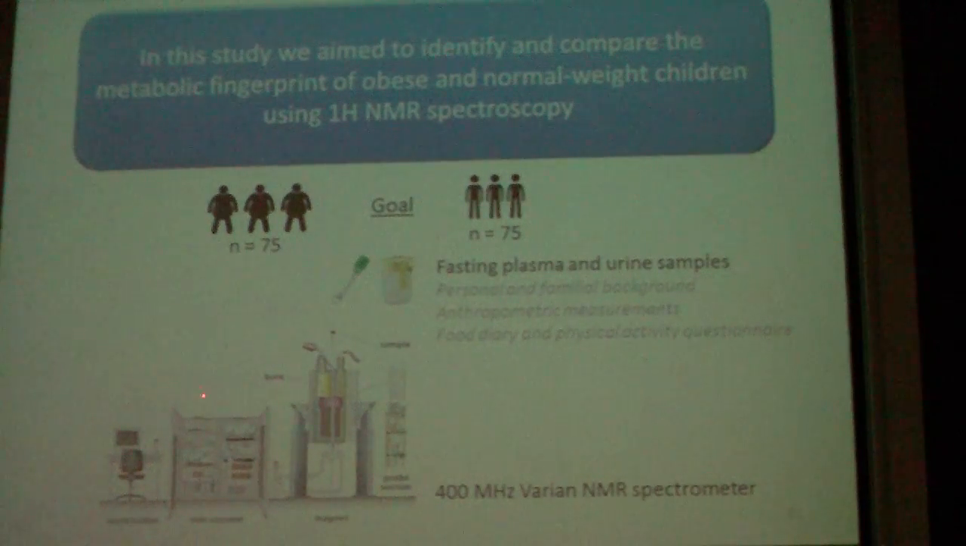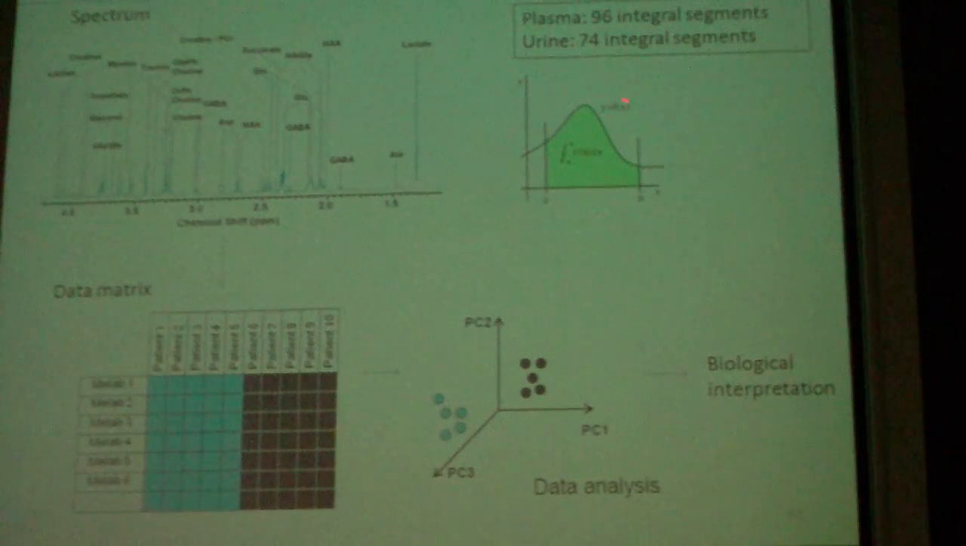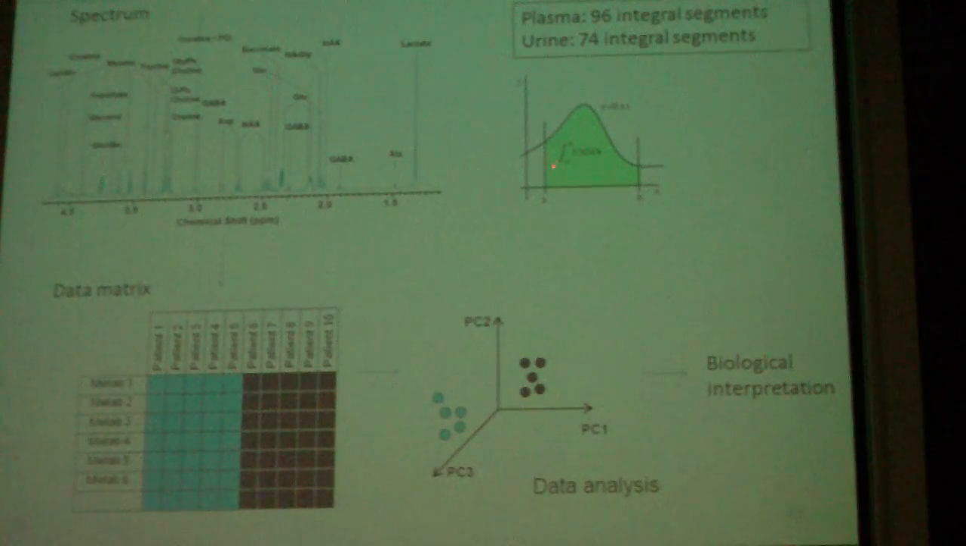So we measure it with the magnetic resonance spectroscopy. We put the sample into the device, and it eventually measures the resonance of the nuclei, the proton nuclei. So we get a whole spectrum, on which the metabolites are. On a specific region of the spectrum, we can detect different metabolites. So if we calculate the integrals, we see in plasma we have 96 integral segments, so area under the curve. For urine, we have less, we have 74 segments, related with the compounds, so the metabolites present in the sample.